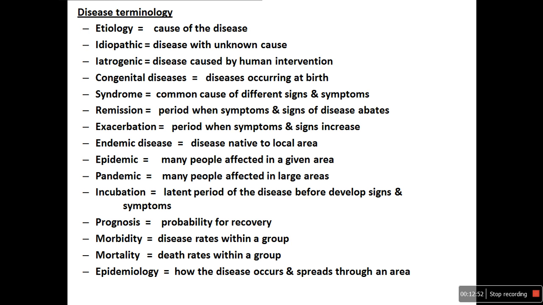الprognosis هي the probability of recovery. So what is a prognosis? A prognosis is a probability or an ability for recovery. Prognosis is the probability for recovery.